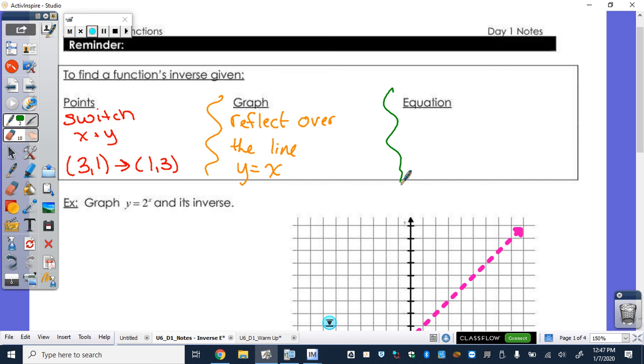All right, equation. How do we find the inverse of an equation? Switch your x and y first. And then what do you do? Solve for y. So with the equation, you switch your x and y just like you would with the point, and then you solve for y. You got to get into y equals. So those were our 3 ways of finding inverses.